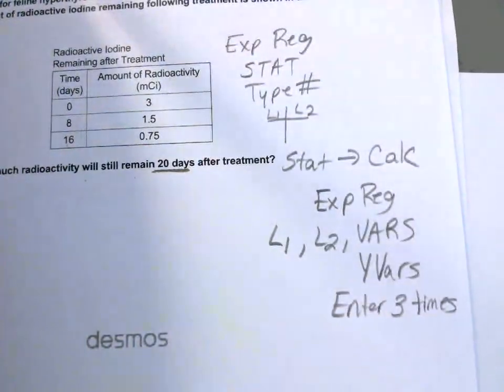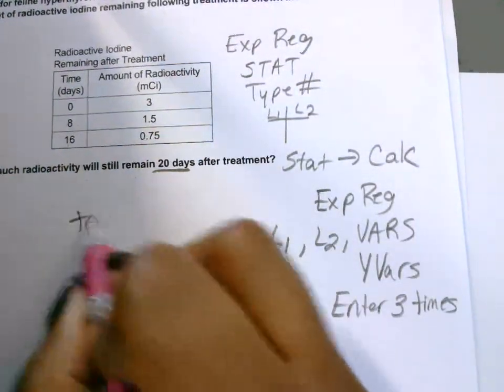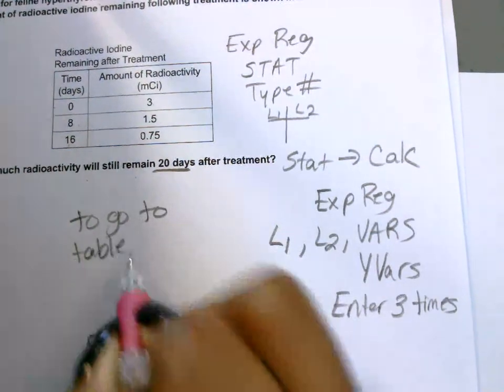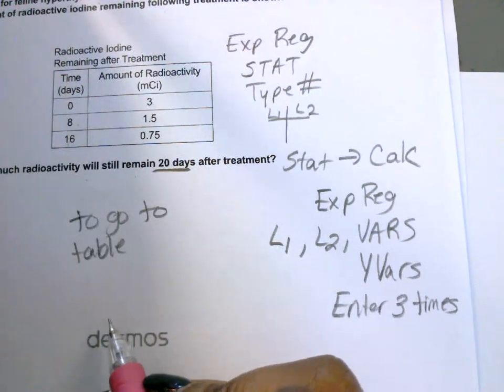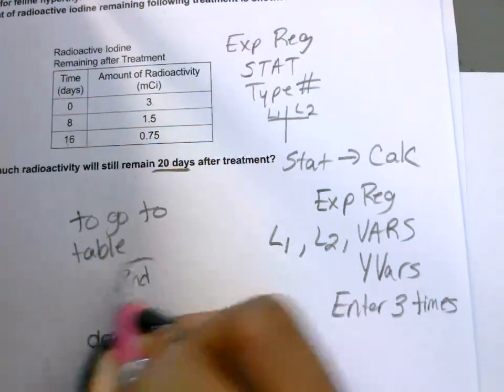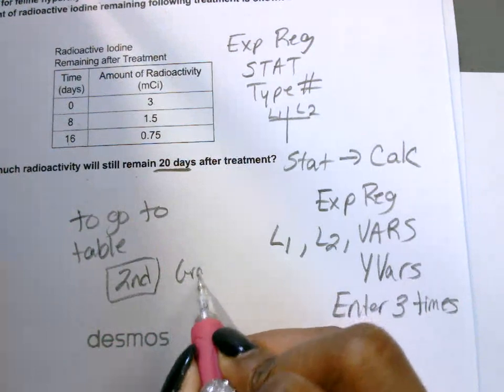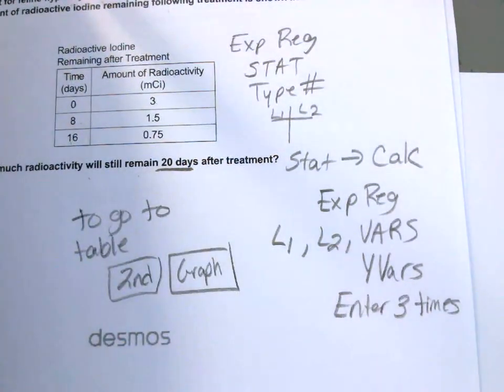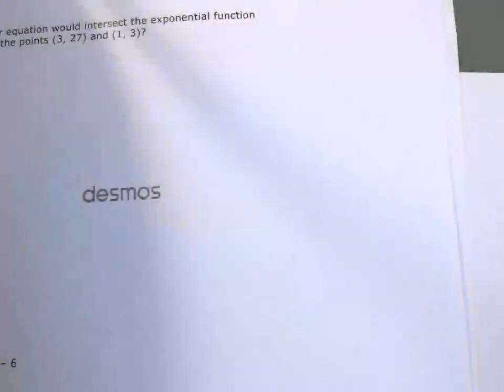I'm going to pause for the calls. Oh, to go to your table, some of you might want to write that down too. This is also in your notes. You press second and graph. If you have forgotten, you might want to write those things down. All right, let's do the next one.